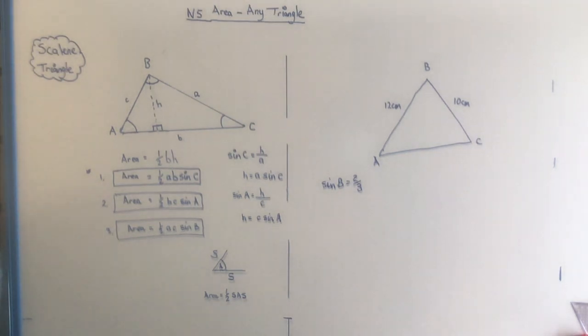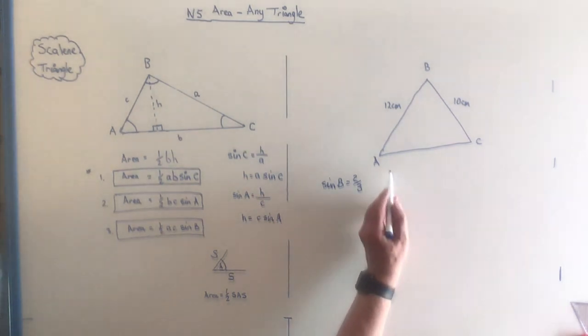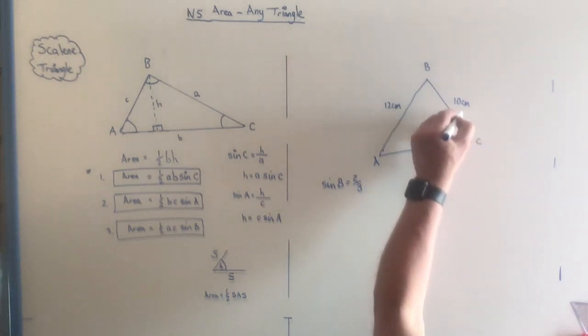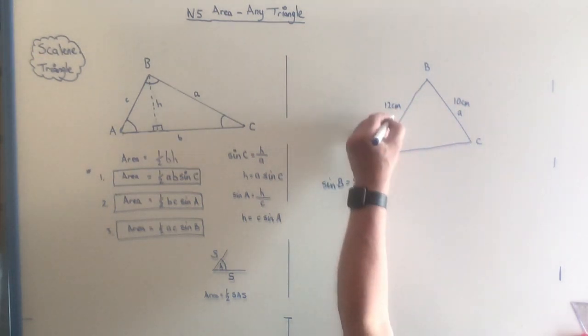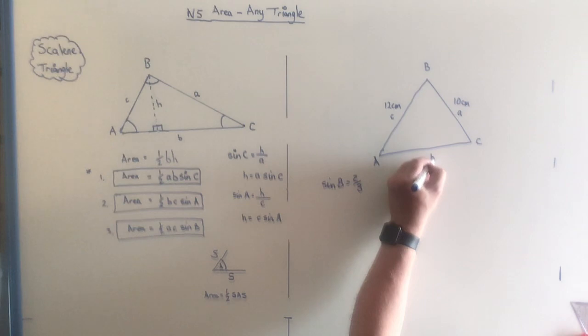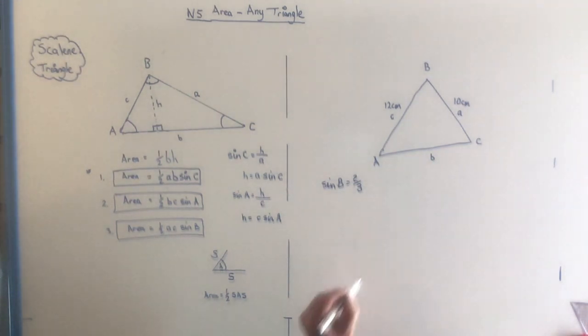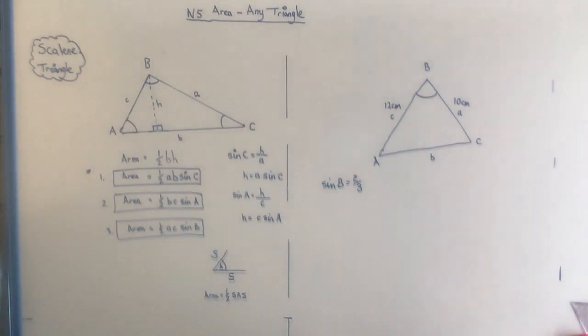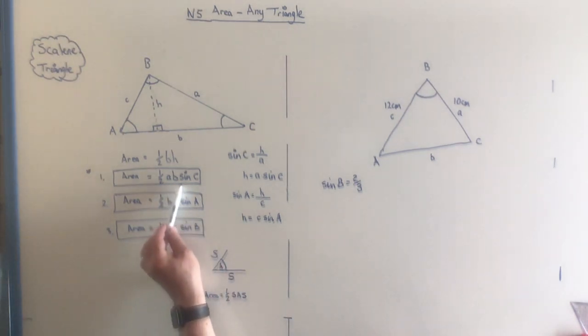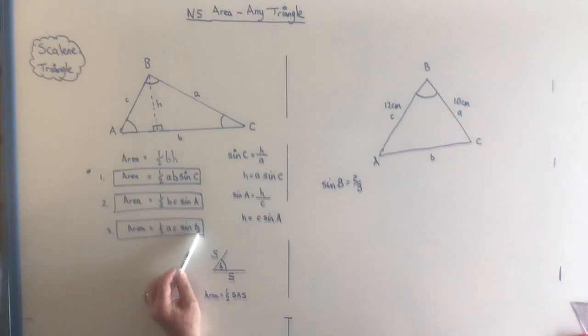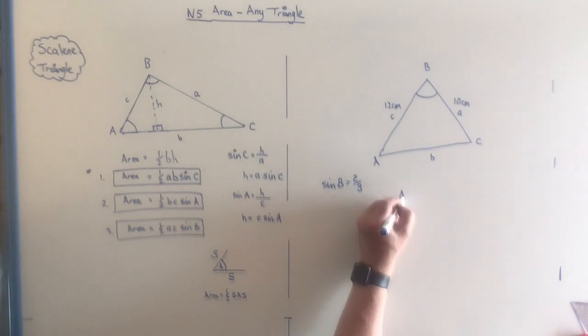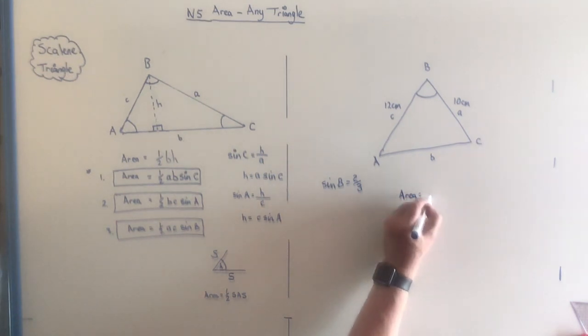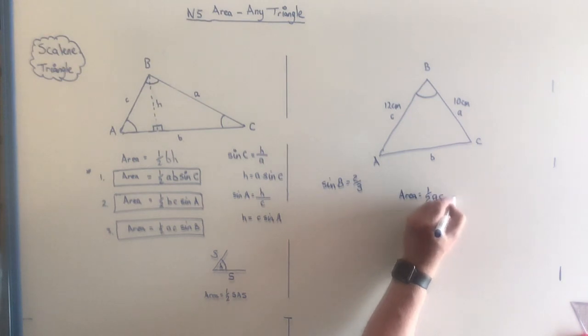Well, again, you've got to be clued in. Let's label the diagram. That's small a, that's small c, and this down here is small b. We know sine of this angle, we're told this in here. This could be confusing if you look at your formula sheet, you're thinking of this one, but we know sine B, so we have to use this version. It's the third one we did there. So the area is equal to a half AC sine B.